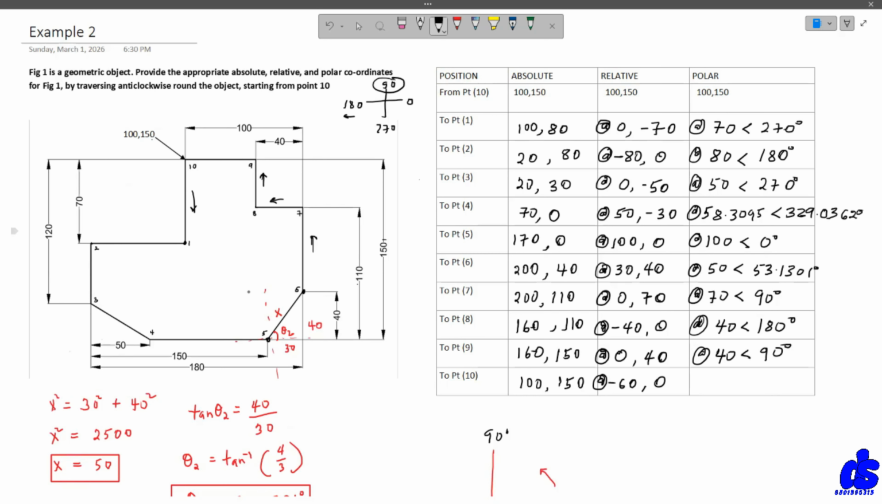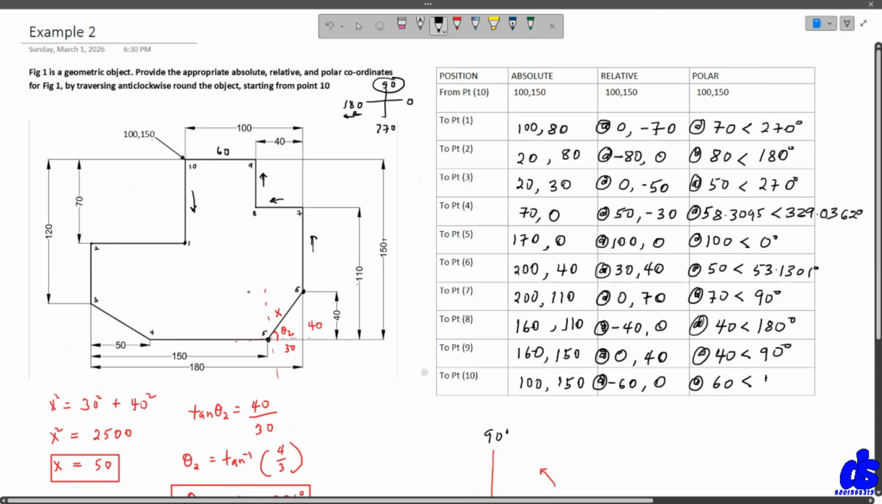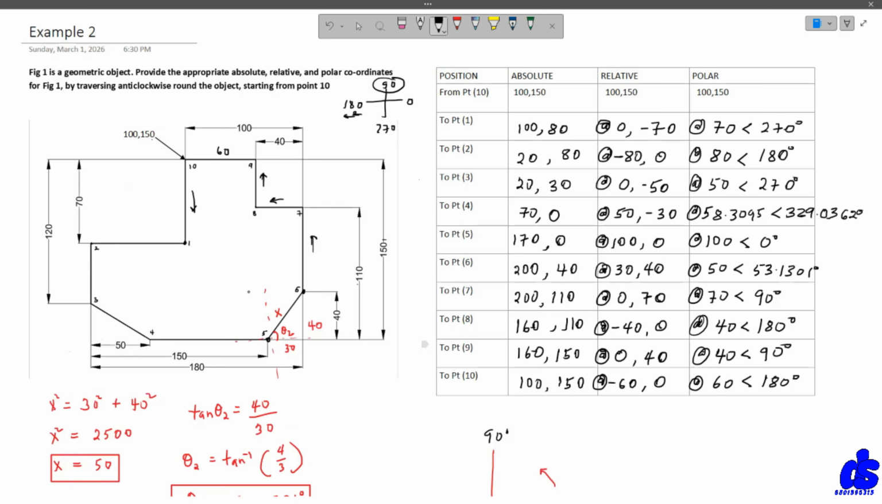Now coming back to point 10, the magnitude is 60 because 100 minus 40, so 60. And the angle is in the 180 direction, so you go ahead and write 180. With this, you have been able to fill this table using the absolute and the relative polar coordinate system. Now, the next thing is to draw in AutoCAD using these values that we found.